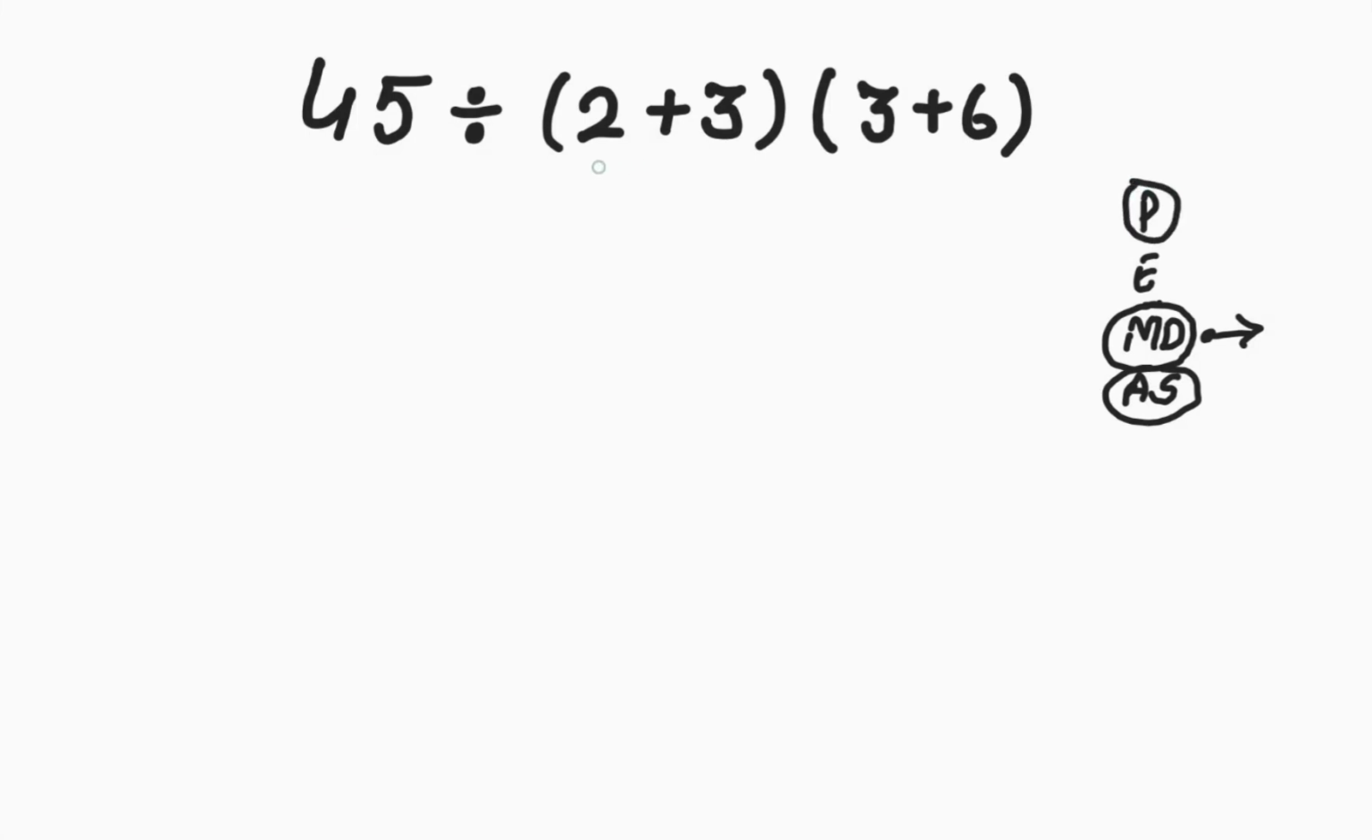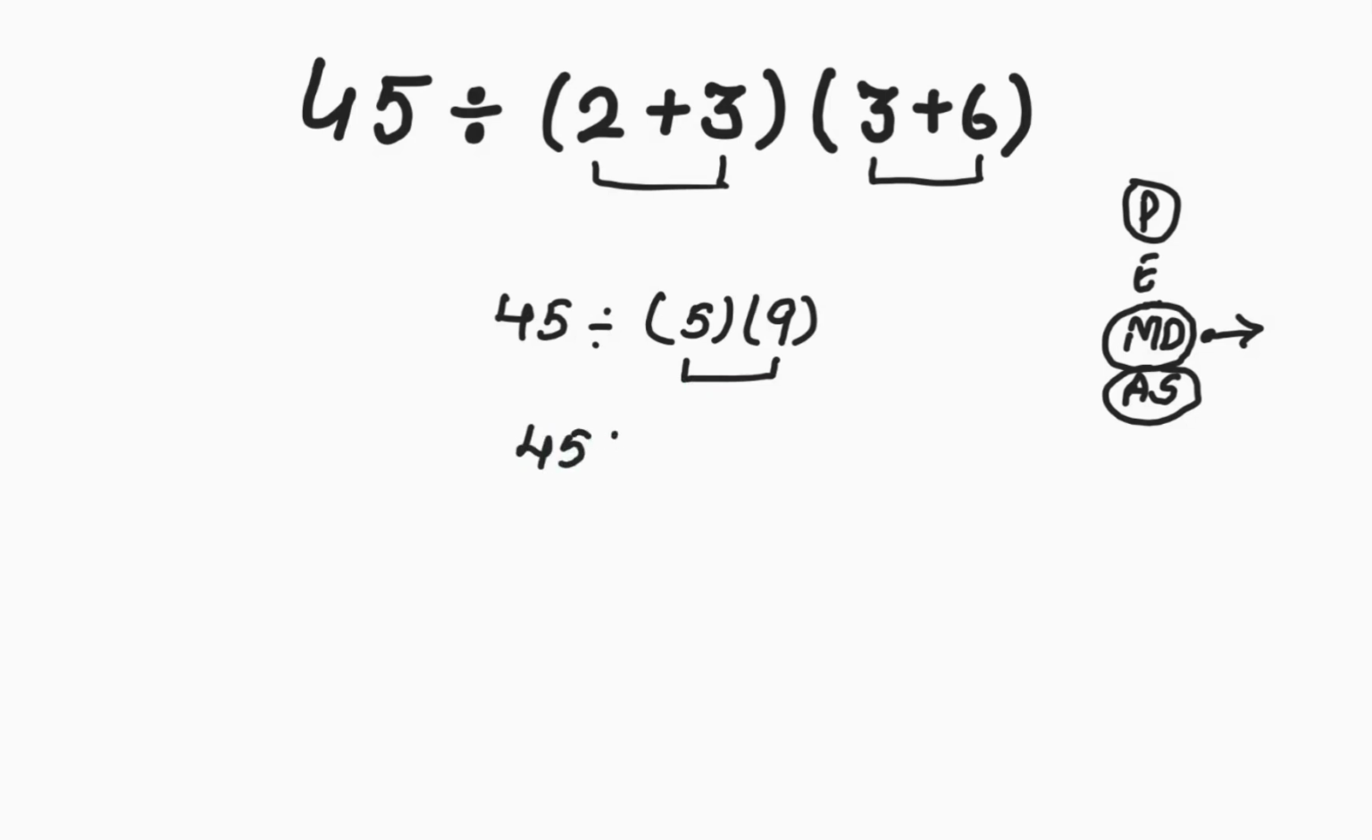When both are given, solve from left to right. First solve for parenthesis. 2 plus 3, 3 plus 6, 45 divided by 5, 9. Now don't make the mistake of grouping the brackets together. Always write this like 5 into 9 and then follow this order of operation.